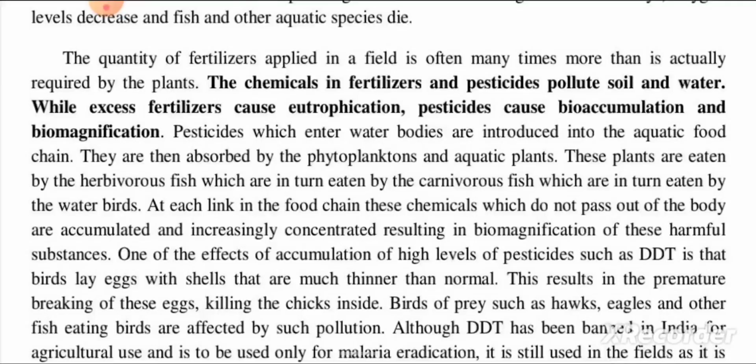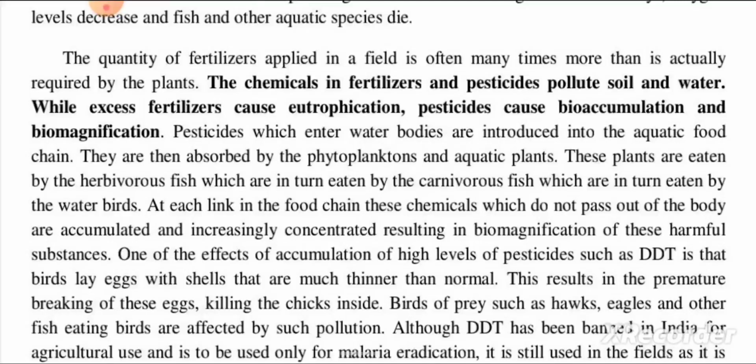At each link in the food chain, these chemicals which do not pass out of the body are accumulated and increasingly concentrated, resulting in biomagnification of these harmful substances. One of the effects of accumulation of high levels of pesticides such as DDT is that birds lay eggs with shells that are much thinner than normal. This results in the premature breaking of these eggs, killing the chicks inside.